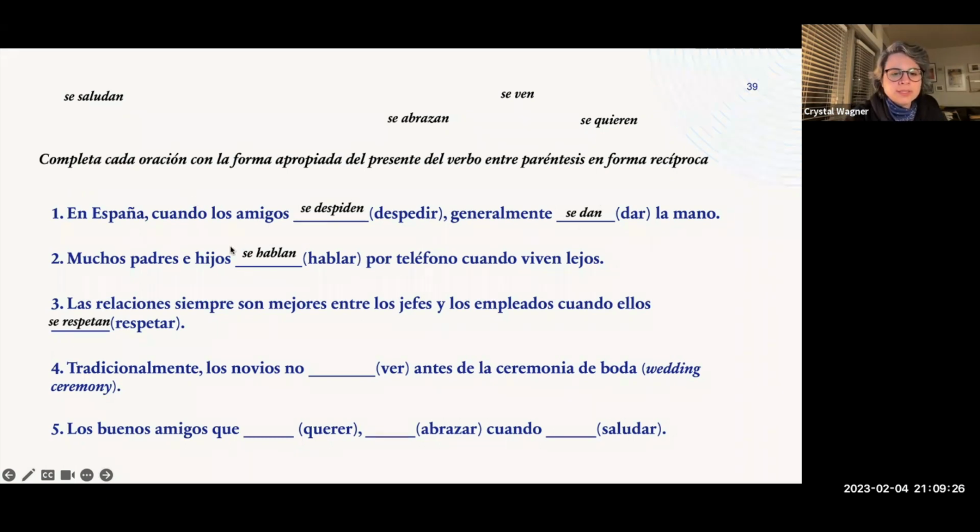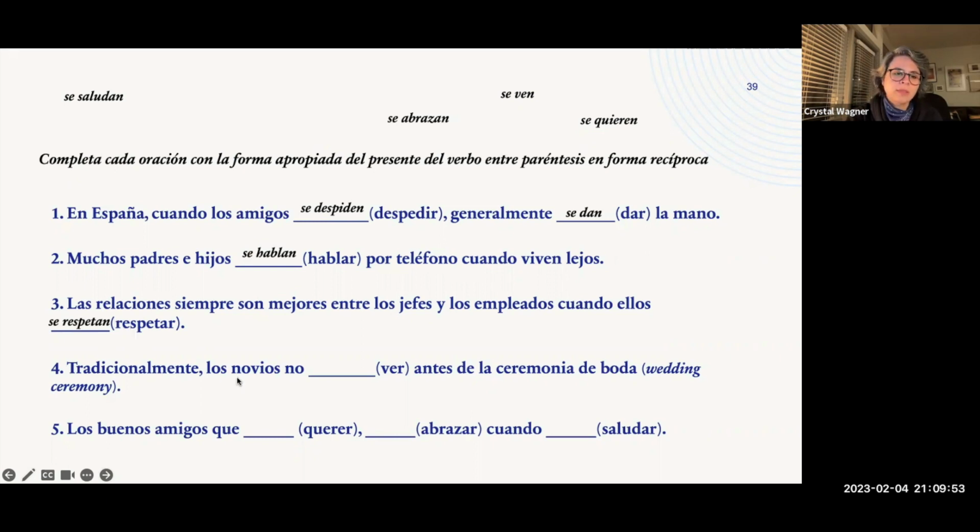Muchos padres e hijos se hablan. They talk to each other por teléfono cuando viven lejos. Las relaciones, relationships, siempre son mejores, are always better, entre los jefes y los empleados, between bosses and employees, cuando ellos se respetan. And respetar, if you recall, is to respect each other.